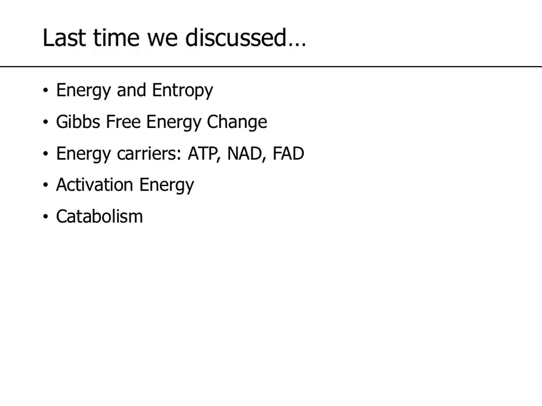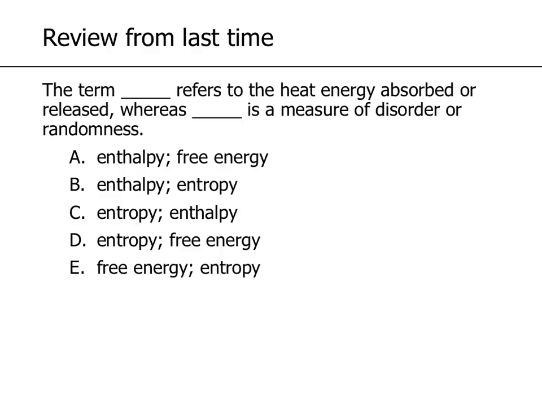And today we're going to go further into specifically glucose catabolism. But just as a review from last time, to hopefully get you to think about what we did last time, can anybody tell me the answer? Sorry, I heard muted things. Now I'm hearing all different answers. Okay. The term blank refers to the heat energy, whereas blank refers to disorder or randomness. I'm hearing B, I'm hearing C.